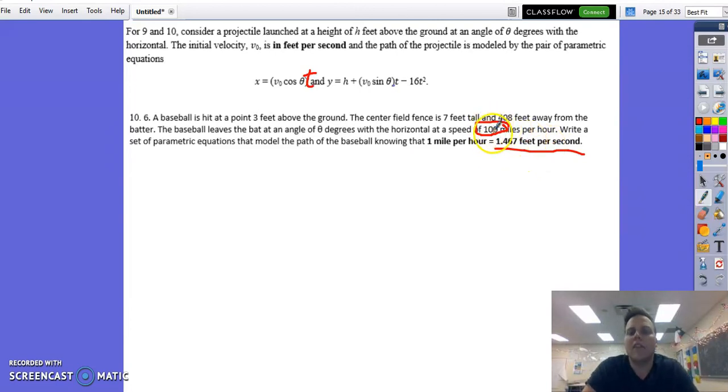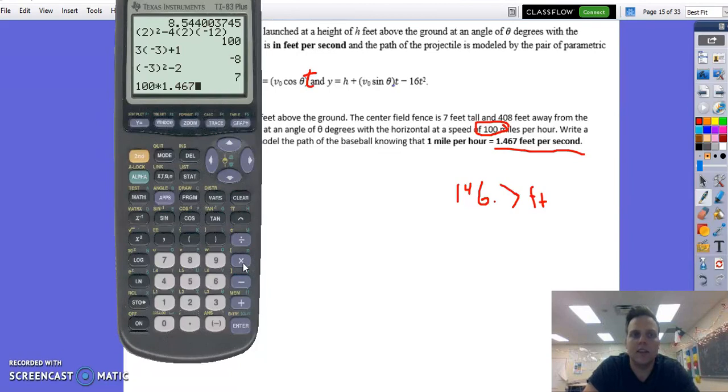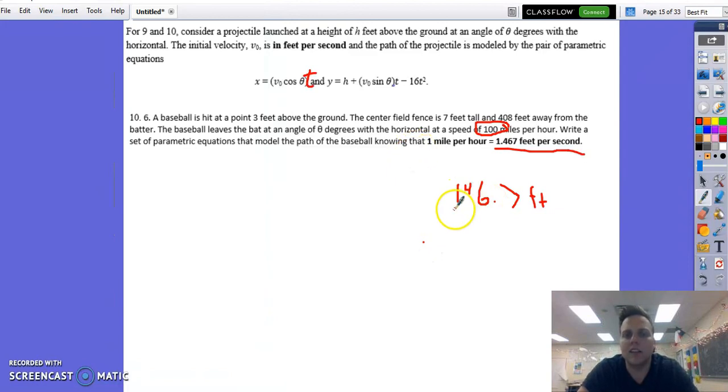So, if I have 100 miles per hour, then the baseball is traveling at 146.7 feet per second, okay? And you can find that just by simply multiplying. If you know you're going 100 miles an hour, so 100 times 1.467 is 146.7. So our initial velocity, we're going to say, is 146.7 feet per second. Okay? So we're going to write both of our equations under that idea.